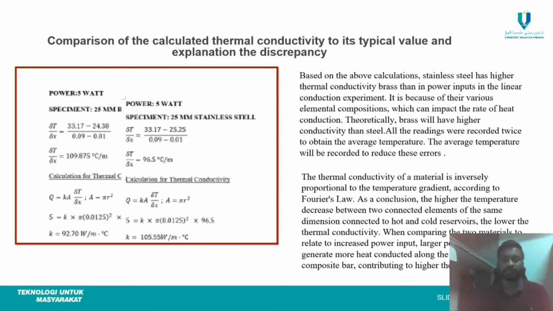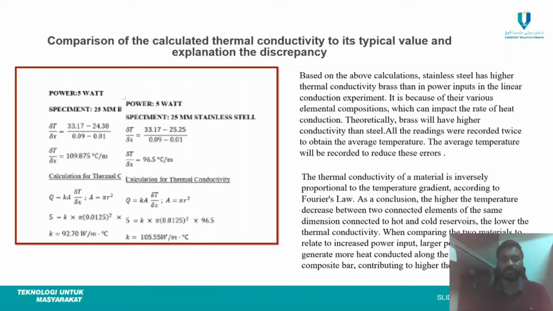It is because the various temperatures and element composition can impact the rate of conduction. Theoretically, brass must have a higher conductivity than steel, but based upon our calculation, stainless steel has a higher conductivity than the brass due to the power inputs. All readings were recorded twice to obtain the average temperature. The average temperature is recorded to reduce the errors. Finally, the thermal conductivity of the material is inversely proportional to the temperature gradient according to Fourier's law.